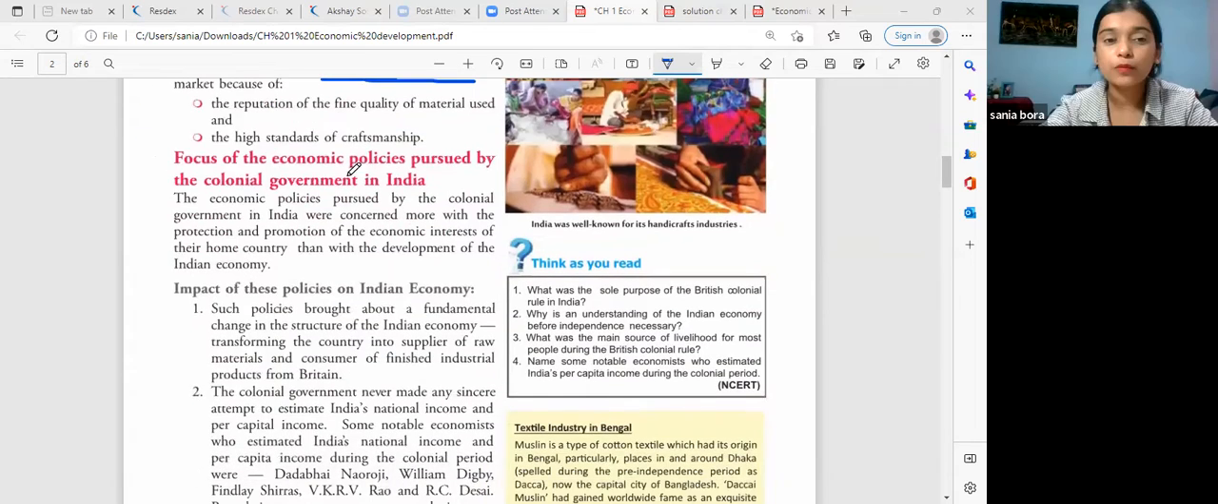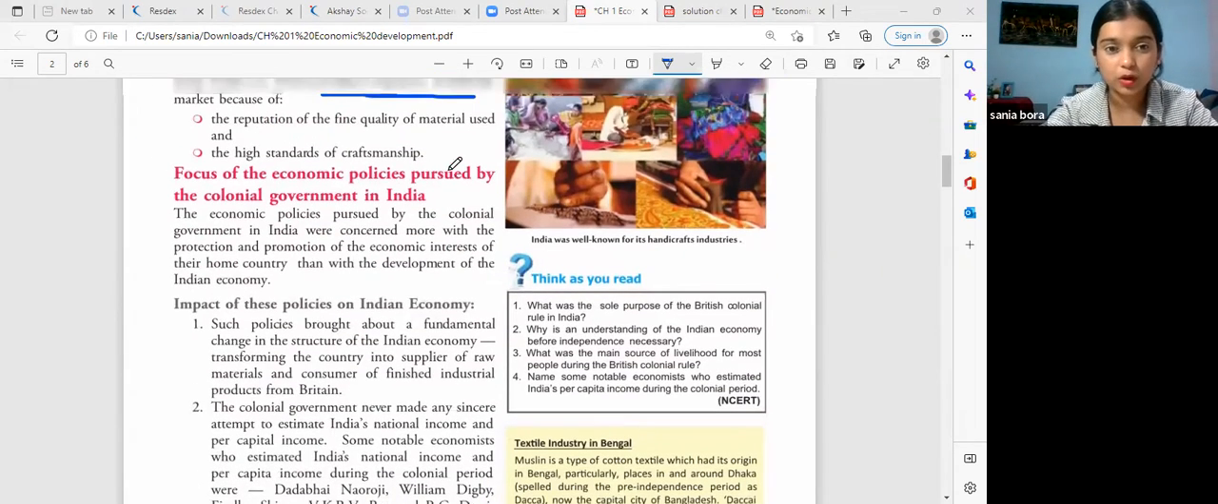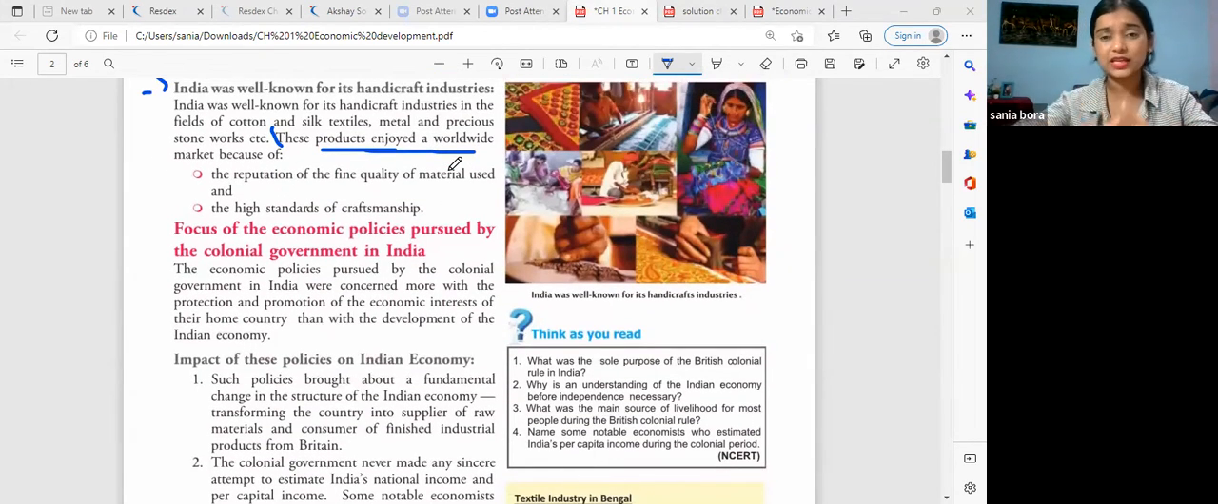Okay. So now, the focus of economic policies pursued by the colonial government. This was the condition, as I told you, before the Britishers, the condition of India was like this: a happy, healthy economy, right? But what happened once the Britishers came? Of course, they also introduced lots of policies. It's not that they didn't do anything. So what was their motive? Why did they introduce the policies and what was the impact? So, the focus of the economic policies pursued by the colonial government in India.